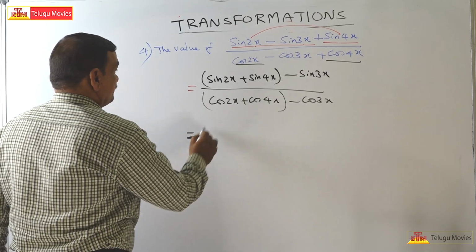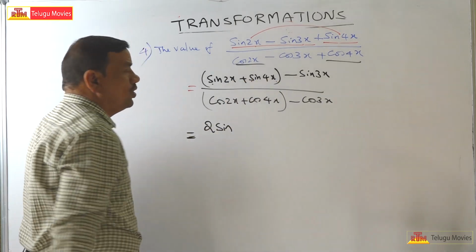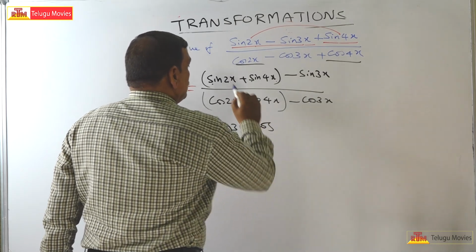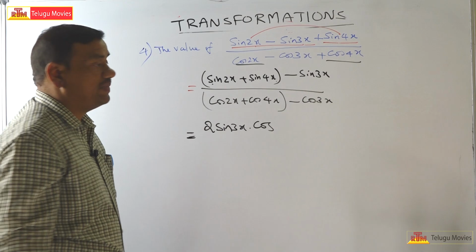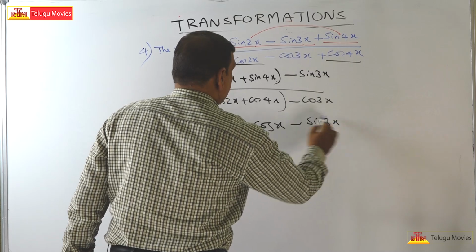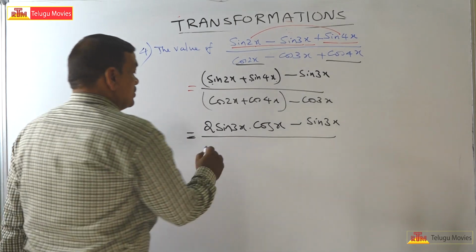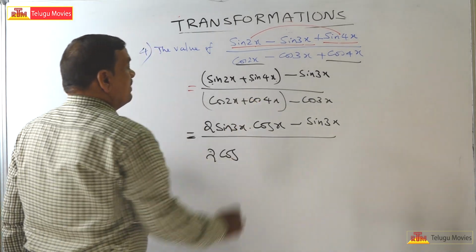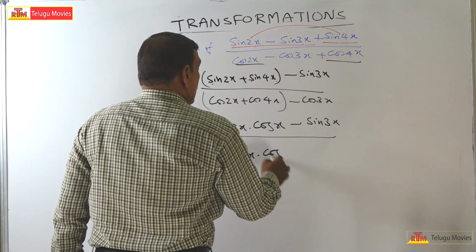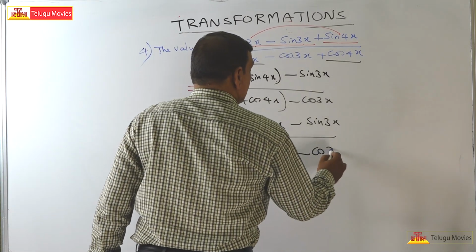This is equal to sin c plus sin d, 2 sin c plus d by 2. 2x plus 4x, 6x, 6x by 2 is equal to 3x, cos 2x minus 4x, minus 2x by 2, that is equal to minus x, that is x, minus sin 3x upon, same, cos 2x plus cos 4x, cos c plus cos d, 2 cos c plus d by 2, 2x plus 4x, 6x, 6x by 2 means 3x. Cos 2x minus 4x, minus 2x, minus 2x means x, minus cos 3x.